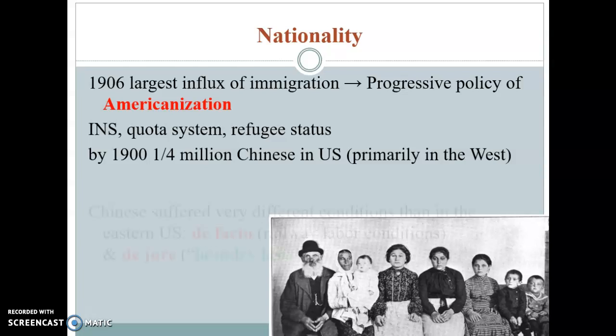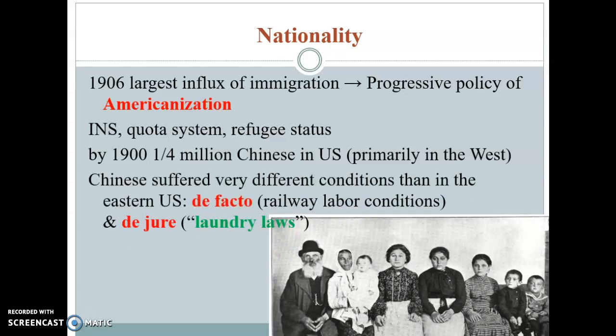Okay, if you're following me so far, you'll see that this links up with one of the readings we did for this unit. So the Chinese, as we know, suffered very different conditions than those in the eastern United States, both de facto and de jure discrimination. So, as an example, the railway labor conditions as the transcontinental railway was built, many of these people were treated just terribly, in terrible conditions, in terms of labor, but also in terms of racism.